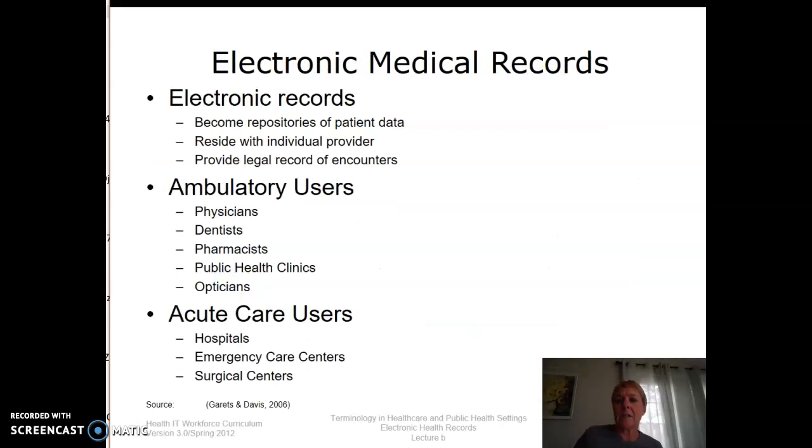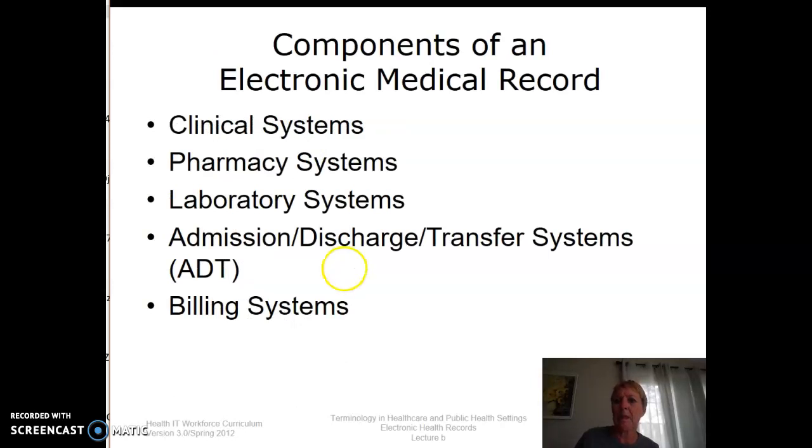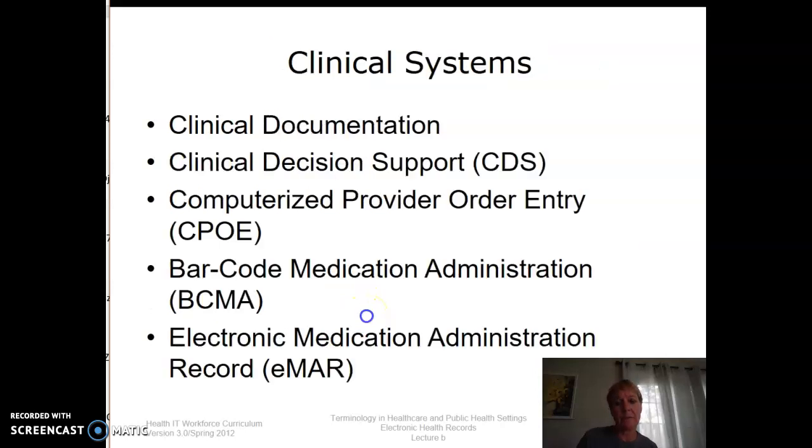Electronic medical records are the repository of patient care, and it is a legal record, which opens up a whole new domain for legal aspects. The components of an electronic record: you have your clinic record, your pharmacy, lab, admission, discharge, transfer, and your billing systems. All of those are a component of one record.